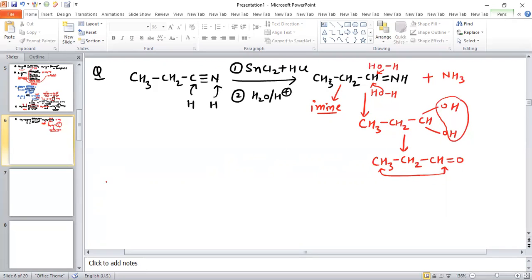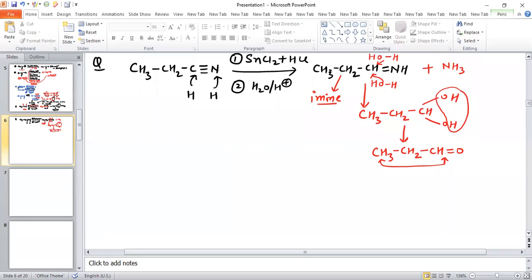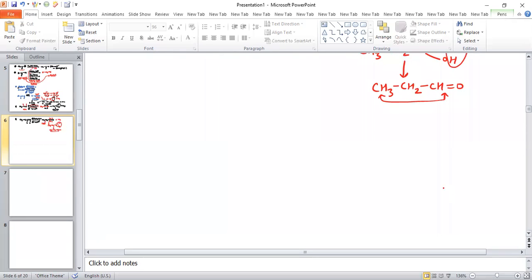So this is all about the Stephen reduction. Now we are going to discuss another reagent. The name of this reagent is DIBAL-H. So what is DIBAL-H? The name of this compound is diisobutyl aluminium hydride. DIBAL-H is a reagent, and this is also used for reduction.